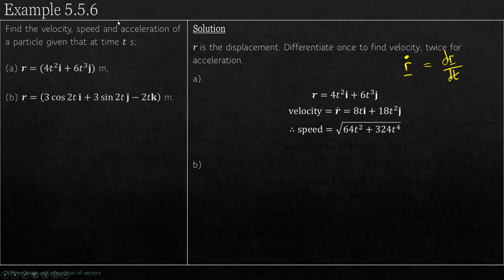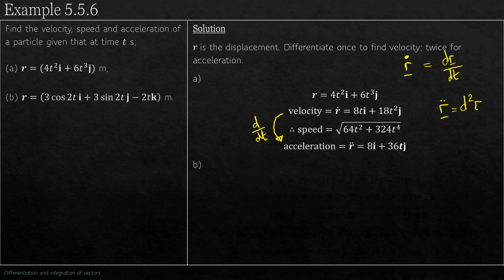Now I'm going to differentiate the velocity to get the acceleration. And this I'm going to write as r double dot. R with two dots means we have differentiated twice with respect to time. So 8i plus 36tj.